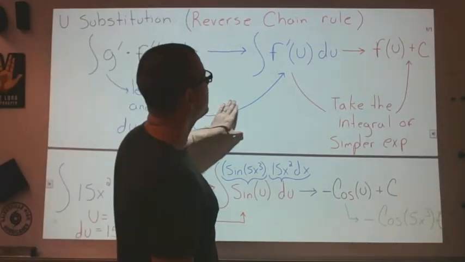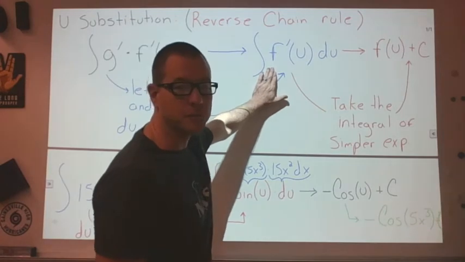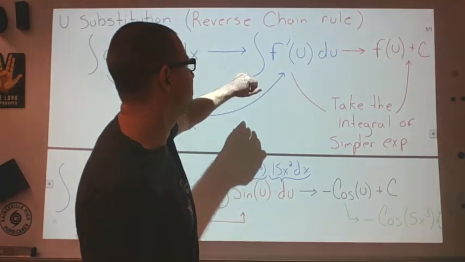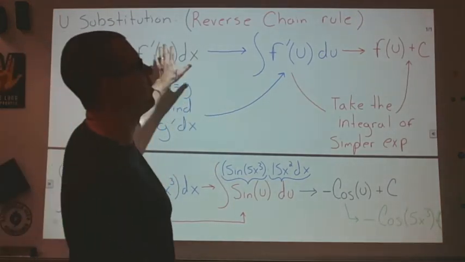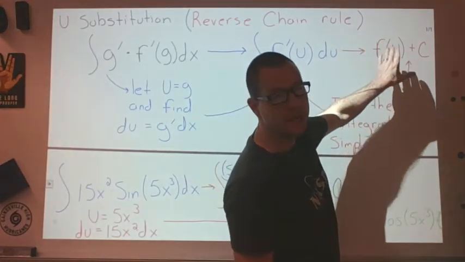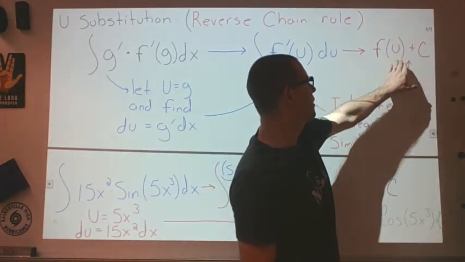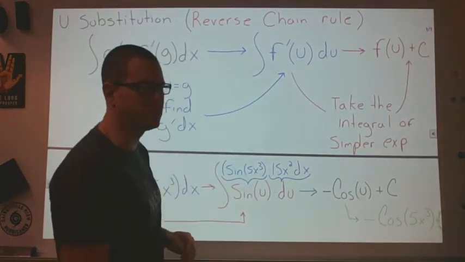And then I can rewrite my integral as a simplified integral in terms of u, using the u to replace the interior expression as a variable and the derivative to replace all the other stuff in the expression, kind of pack it all into du. And then we just take the integral of the simpler expression.